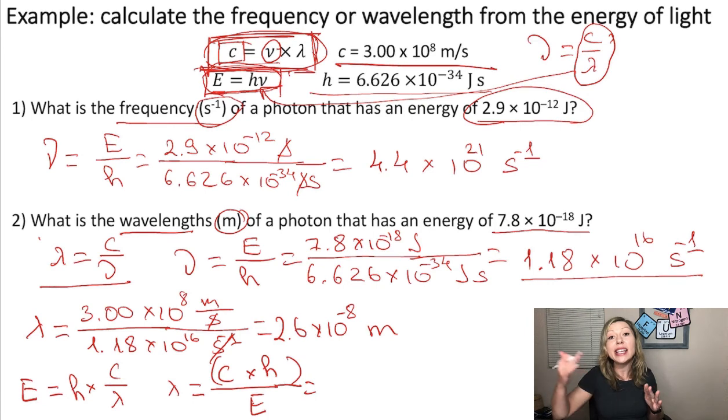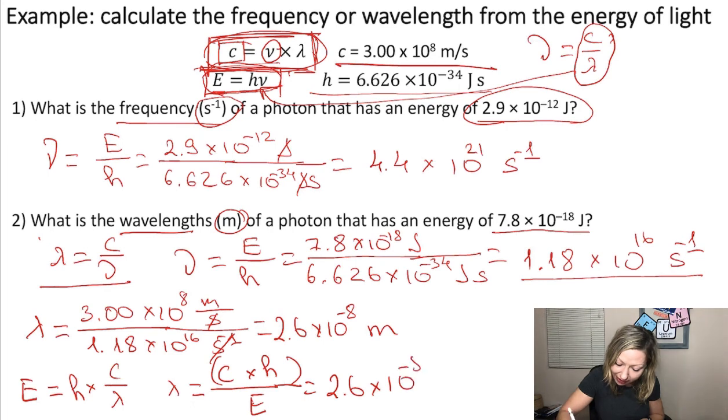Now, if you plug in the numbers into this expression, you will also get 2.6 times 10 to the minus 8 meters. Okay, so these are the two ways of calculating the wavelengths when you have the energy. You can choose whichever option you want because you are going to get the same results.